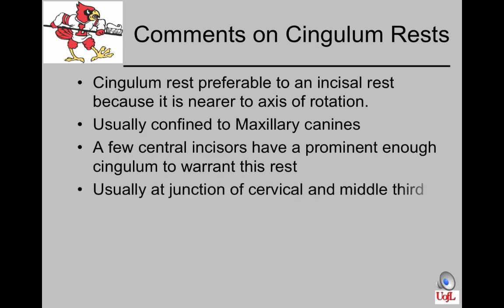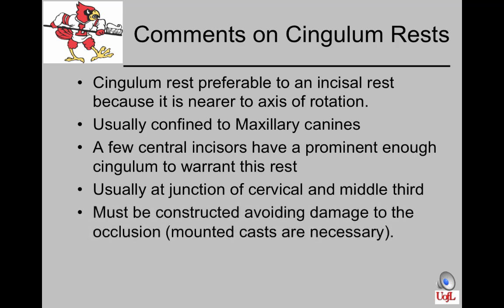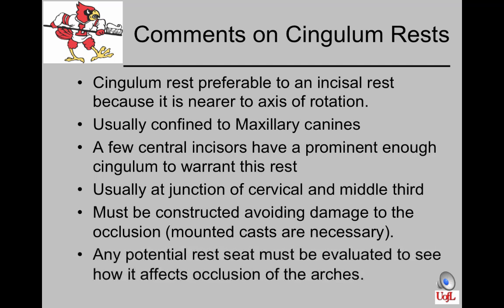Usually they're about at the junction of the cervical and middle third, but they must be constructed avoiding damage to the occlusion. You cannot lose your positive stop for the opposing arch tooth. So mounted casts are absolutely necessary. Any potential rest seat must be evaluated to see how it affects the occlusion of the two arches. You can't lose your positive stops.